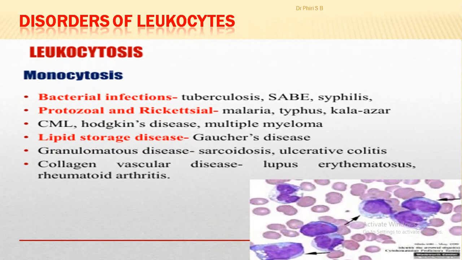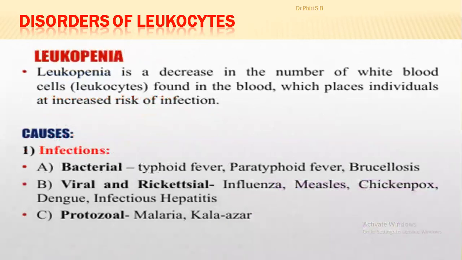Then you can also have granulomatous diseases like sarcoidosis, ulcerative colitis, collagen vascular disease, lupus erythematosus, and rheumatoid arthritis. With all these diseases, you also expect an increase in monocytes. So it's called monocytosis. Like I said, you discuss these diseases in pathology. That's why I'm a bit fast.